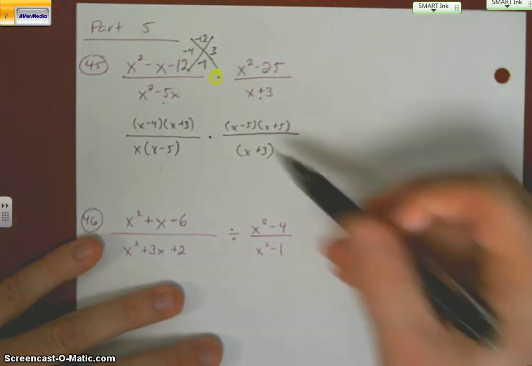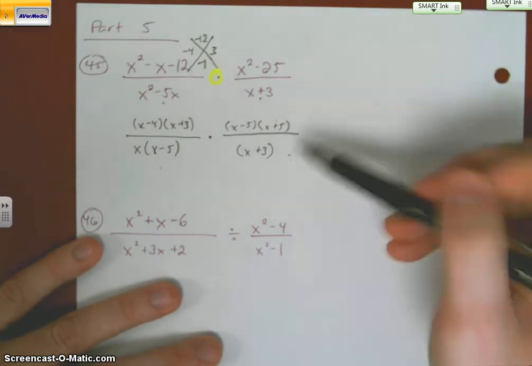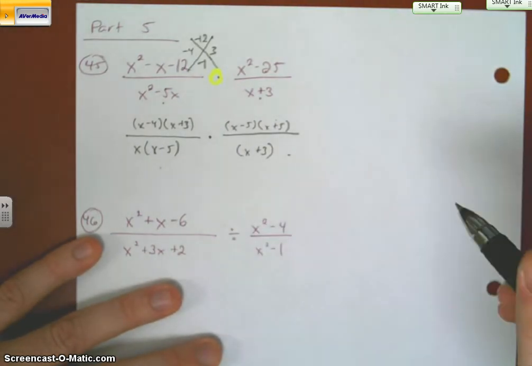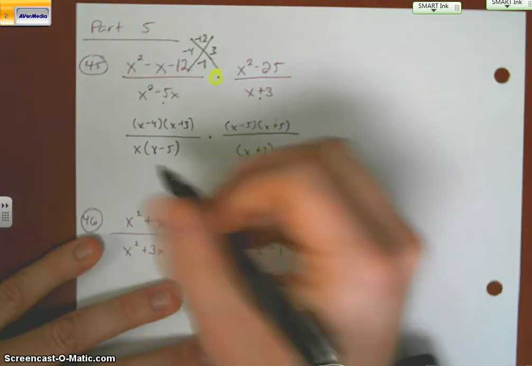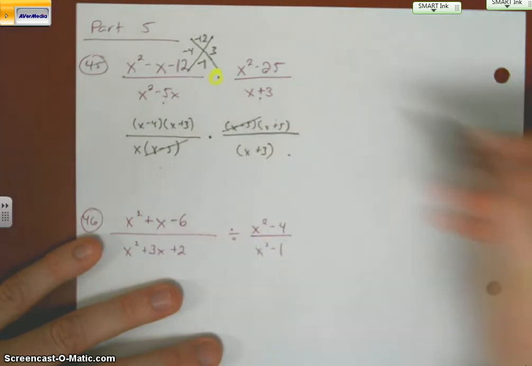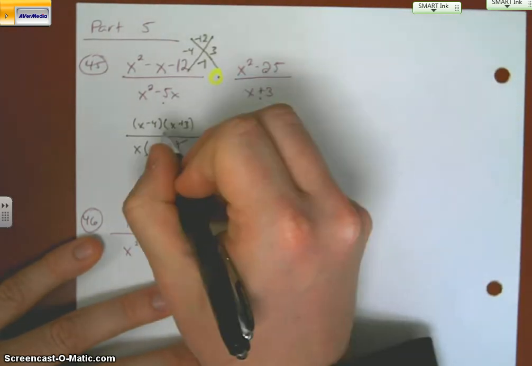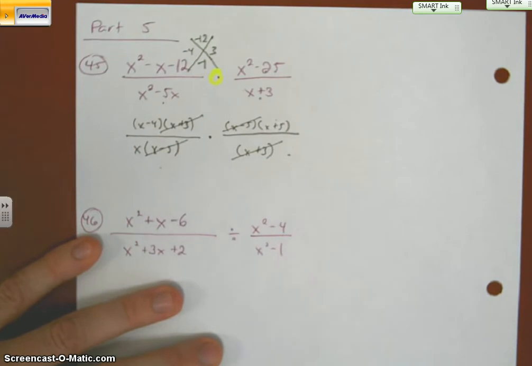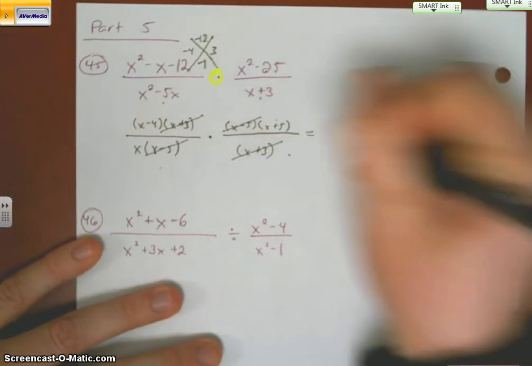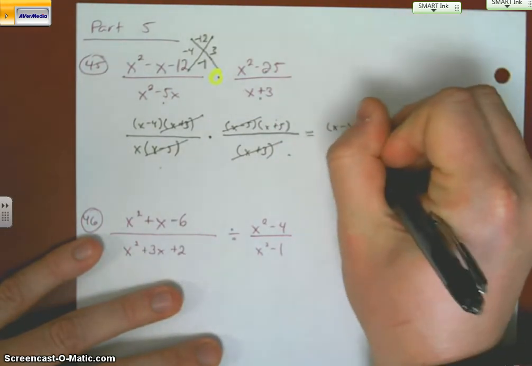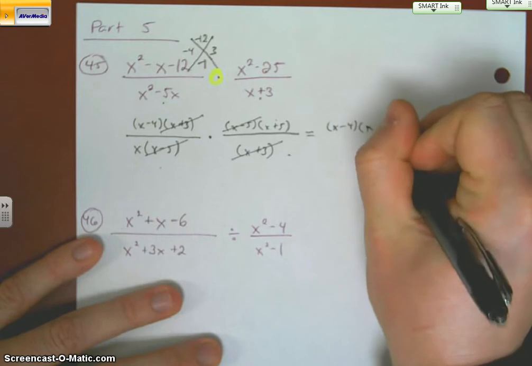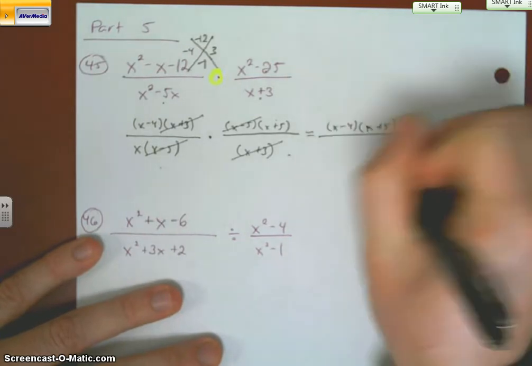Now, since all 4 slots are factored, we can cross cancel and we can vertically cancel. So x minus 5 are diagonal of each other. The x plus 3 and the x plus 3 are diagonal of each other. So ultimately we end up with x minus 4, x plus 5 all over x.